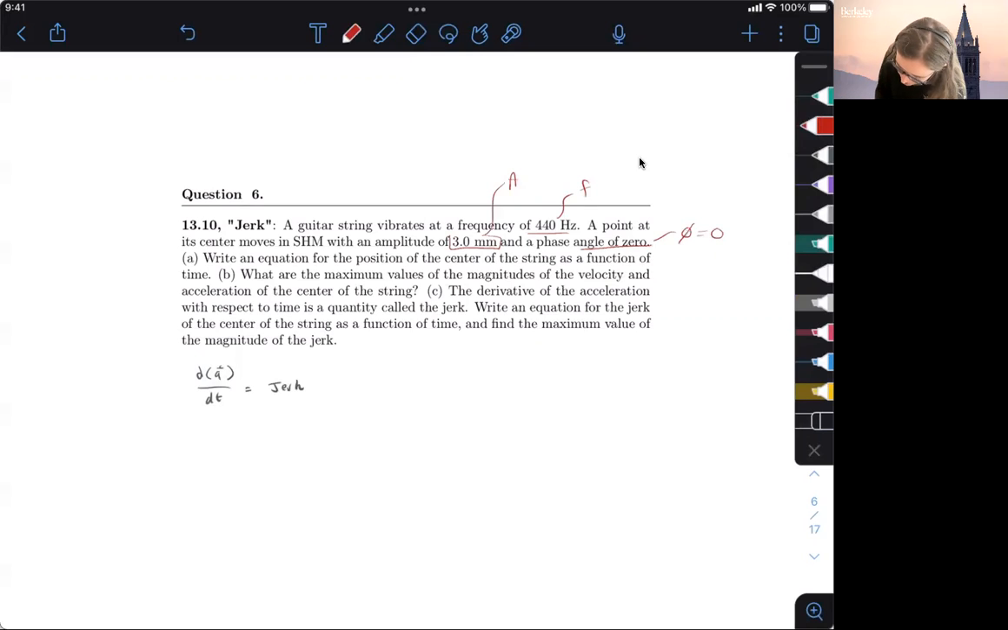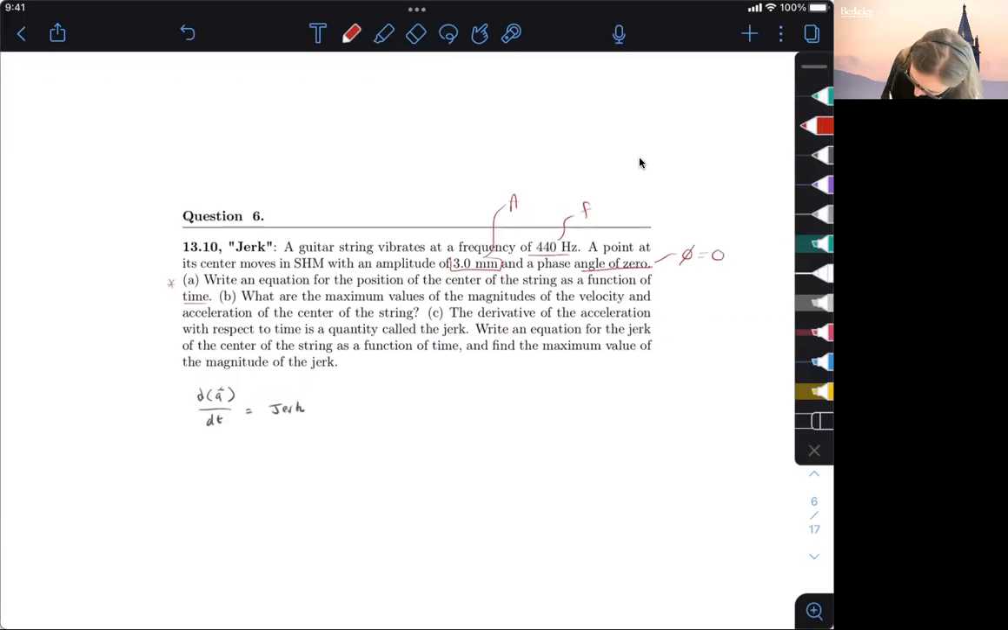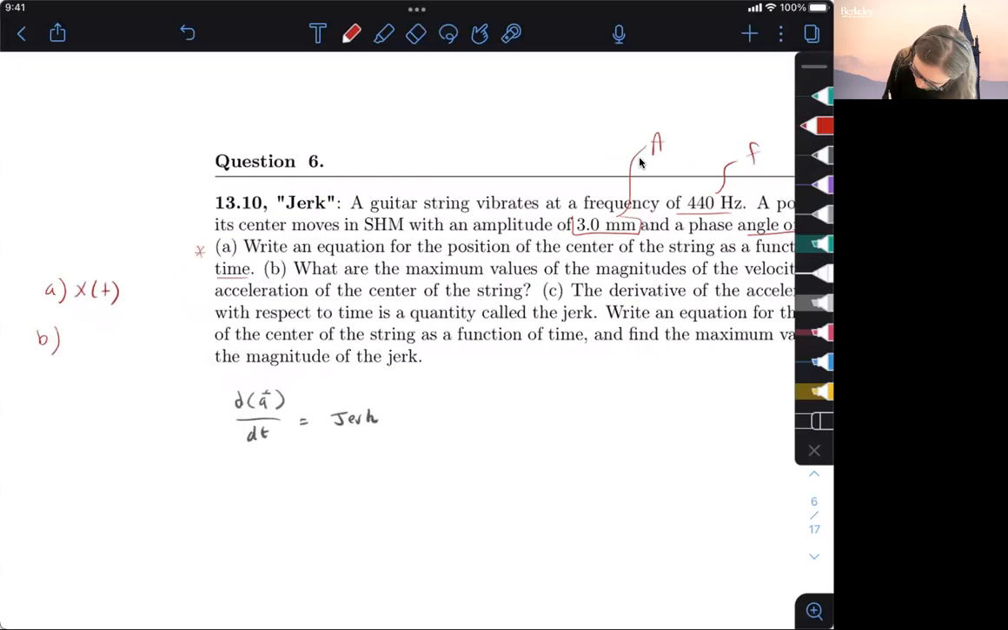So we want to write an equation for the position of the center of the string as a function of time. So for A, we're trying to find a position as a function of time equation, right? And we're looking at it for the center. B says, what are the maximum values of the magnitudes of the velocity and acceleration? So we want to find v of t and a of t, and then we want to find v max and a max. I'll keep my cases the same here.